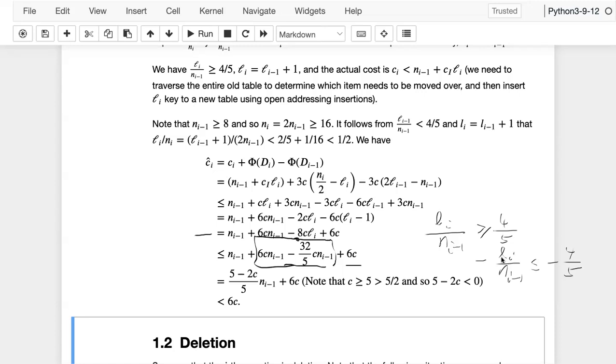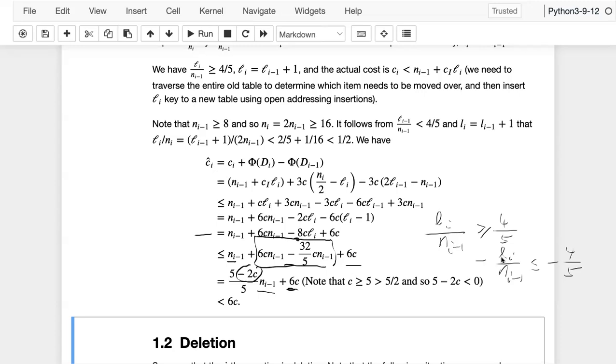Okay, so now we merge these together. So 6 times 5 is 30. So we got a negative 2C here. And then we put this in this form. So it becomes (5 minus 2C) over 5 times n sub i minus 1, plus 6C.